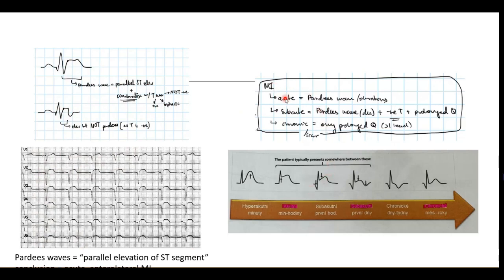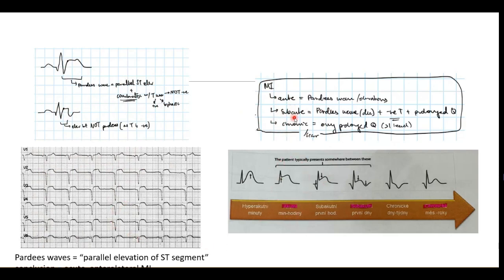You also need to know how the MI changes over time so that you can identify it appropriately in the ECG. And you have to mention whether it is acute, subacute, or chronic. The chronic MI is also like the scar after MI, but you can use either of the terms. So for the acute MI, the key sign is the Pardee's waves, which we can see very nicely over here.